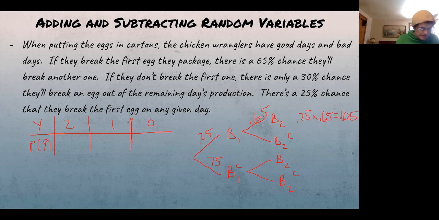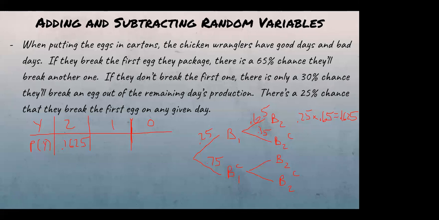So I'm just going to write that down. 0.1625. Thank you for that. Now let's figure out the probability of breaking 0 eggs. What do we multiply there? 0.75 times 0.7. There it is.